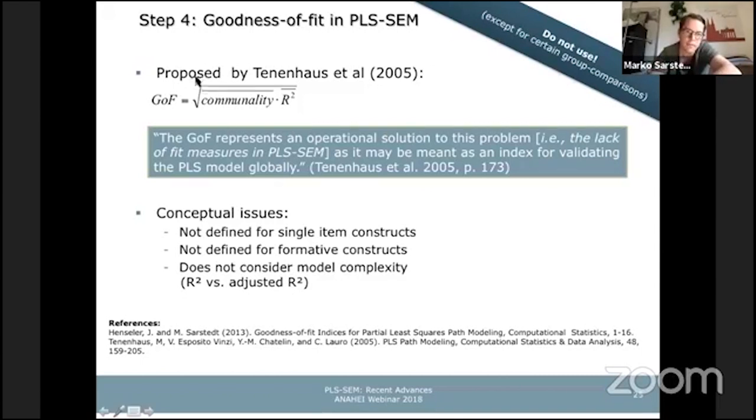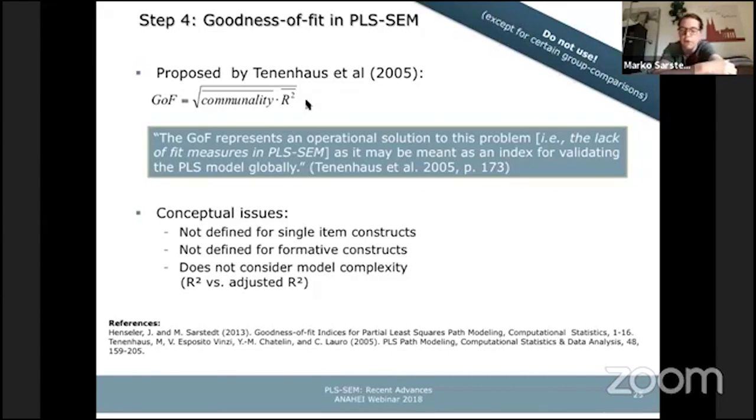So you see, in the original publication, it looks really fancy, but the actual computation is really easy. It's just the average communality times the average R square, and the square root of this. The logic behind this is that you want to explain as much variance as possible in the structural model, the R square, and also in the measurement models, that's the communality. The problem with the goodness of fit index is that it makes very little sense to use it for single item constructs, because the communality, or the average variance extracted, same thing, is by definition one. So it makes little sense.